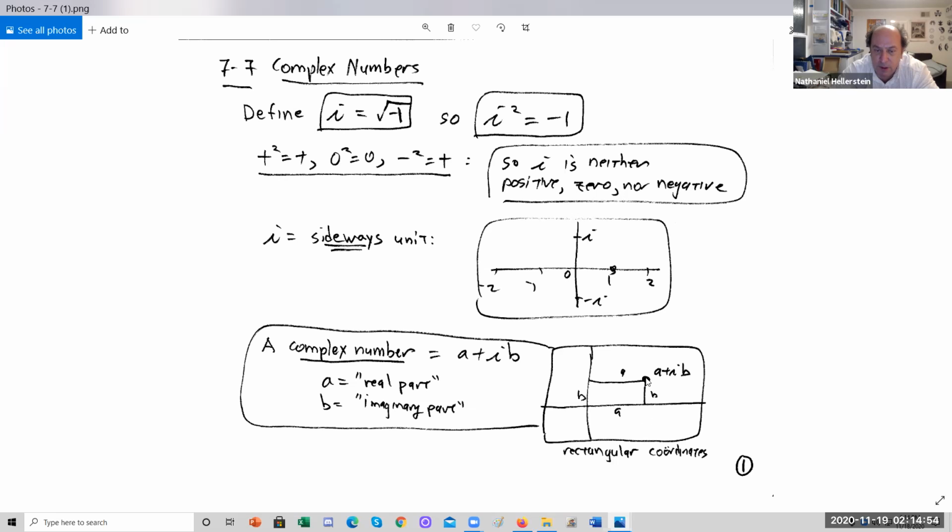So here's a plus ib. This is like rectangular coordinates. So basically, these are rectangular coordinates, only we'll be able to do arithmetic with them. We'll add, subtract, multiply, and divide. All right, a plus ib. A is called the real part. B is called the imaginary part.